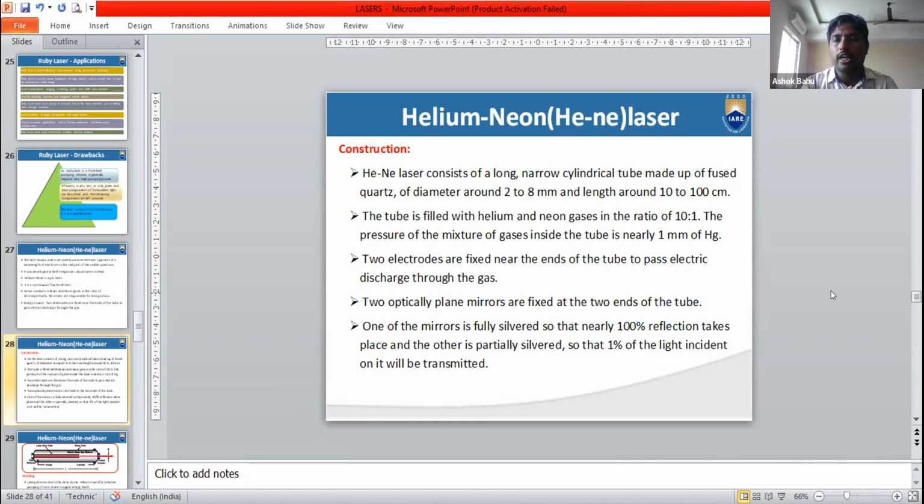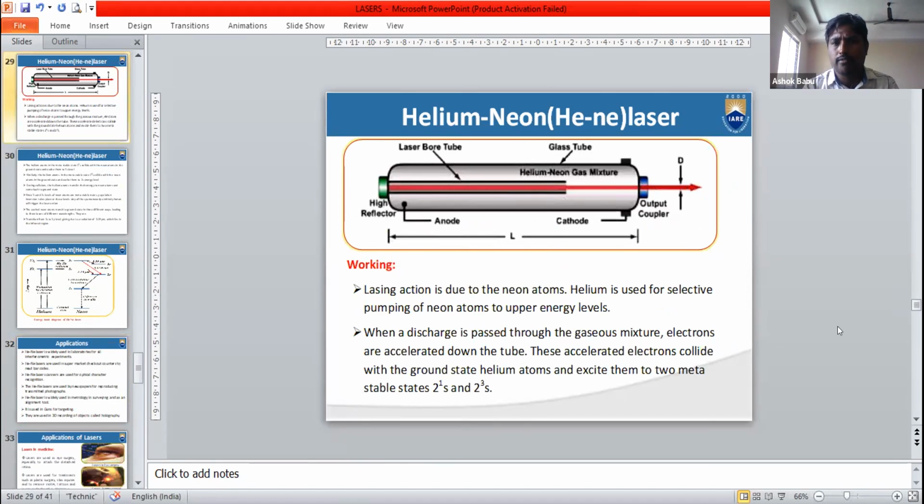Through these electrodes, the helium particles absorb energy and are excited to the higher energy states E2 and E3. Optically plane mirrors are fixed to the ends of the tube, meaning the two ends of the discharge tube are silvered. These act as an optical cavity. One of the mirrors is fully silvered and the other is partially silvered. That we know already. So this is the diagram for that.